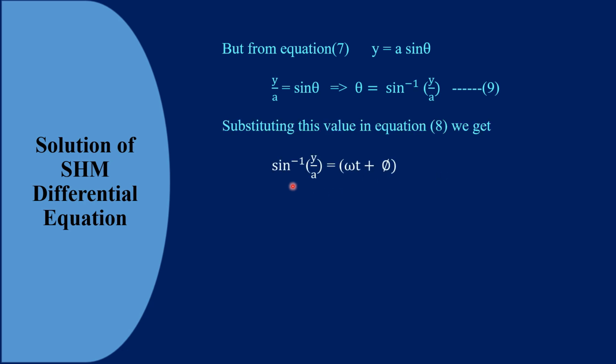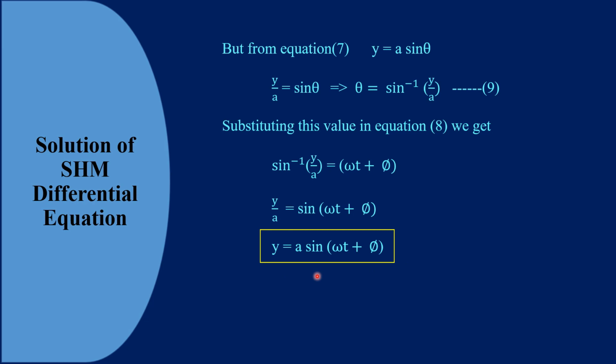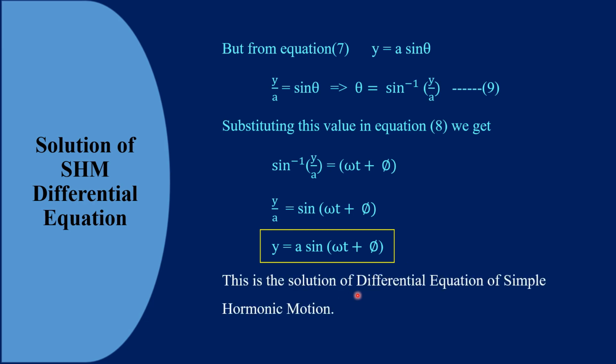So sin inverse y by a is equal to omega t plus phi. This implies y by a is equal to sin of omega t plus phi. Therefore, y equal to a sin of omega t plus phi. So this is the solution of the differential equation of simple harmonic motion.